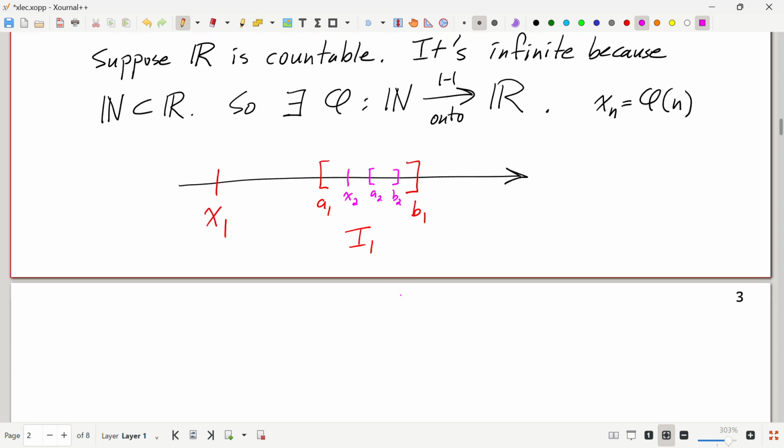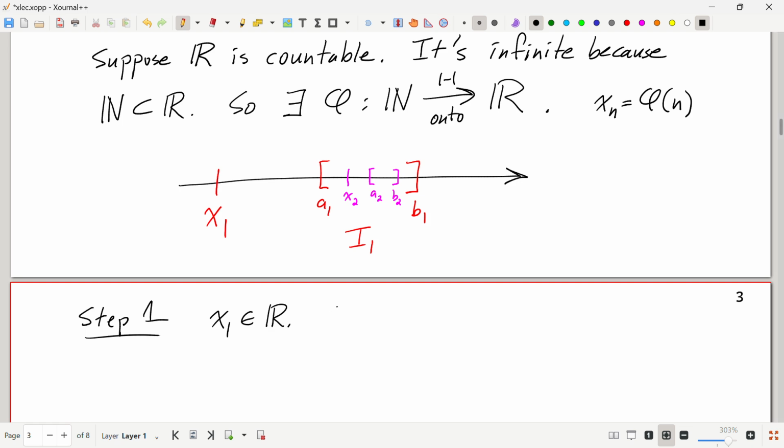Okay, so I'll say step one. That's going to give me nested intervals. Step one: an interval that doesn't contain x1. So x1 is in R. Pick any old interval, a closed interval, it has to be closed.